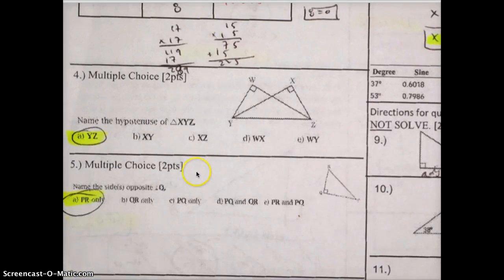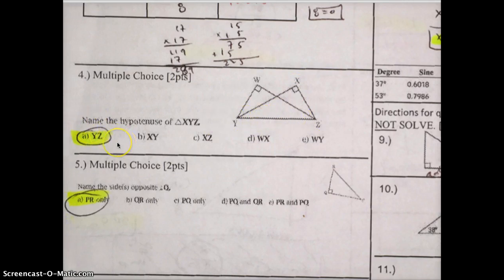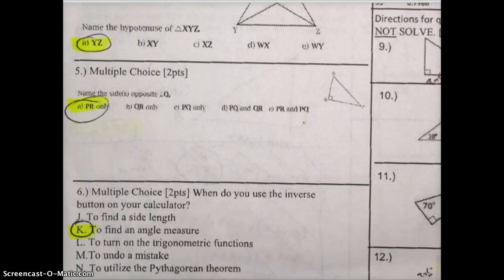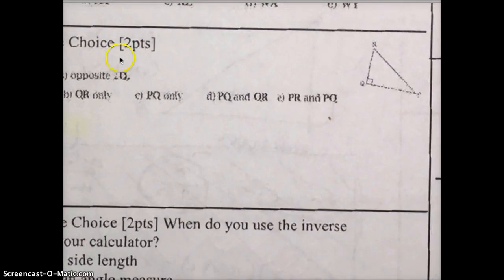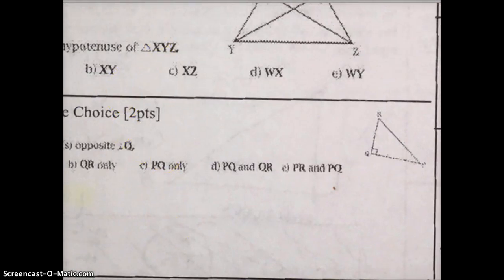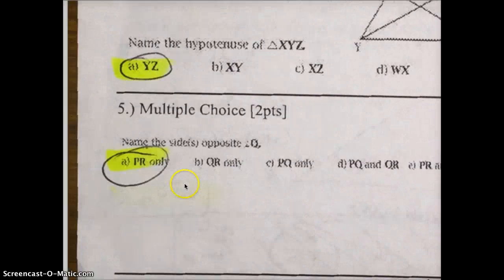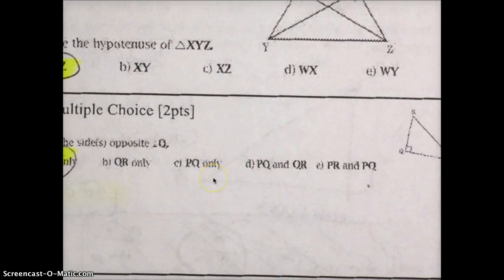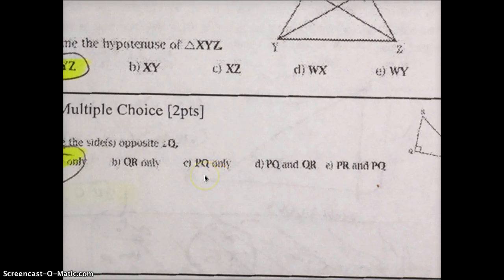Question number 4 is multiple choice. Name the hypotenuse of triangle XYZ. So look for X, Y, and Z. I'm looking for the right angle going across. There it is. It is YZ. Number 5. Name the sides opposite of the angle. The answer is PR.